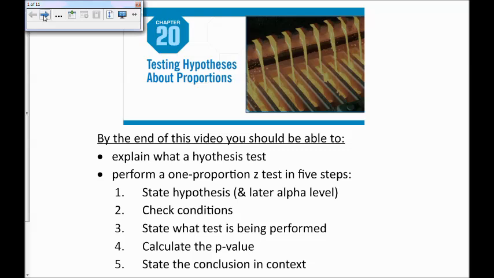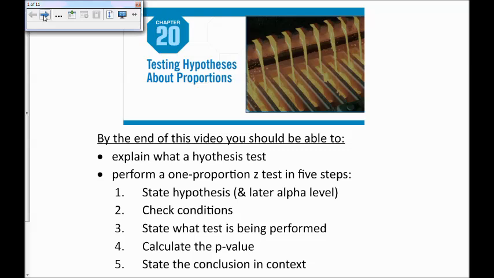This video is about testing hypotheses about proportions. By the end of this video, you should be able to explain what a hypothesis test is and be able to perform a one proportion z-test using these 5 steps.